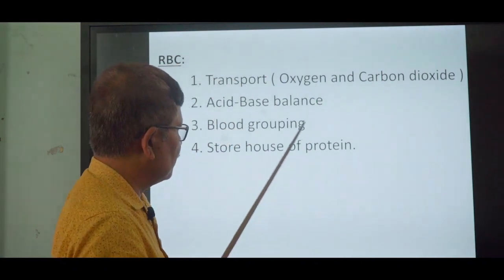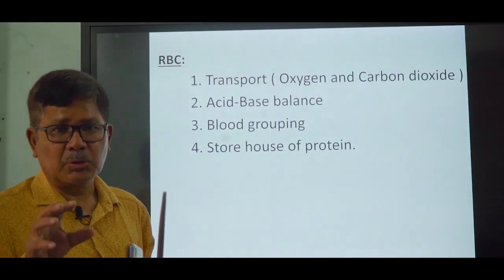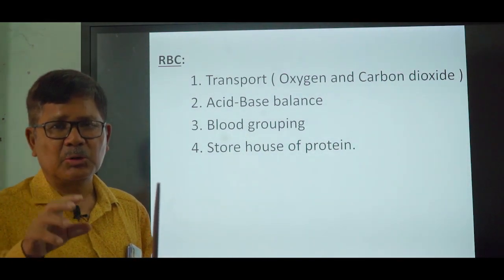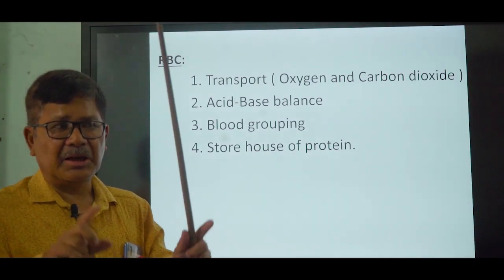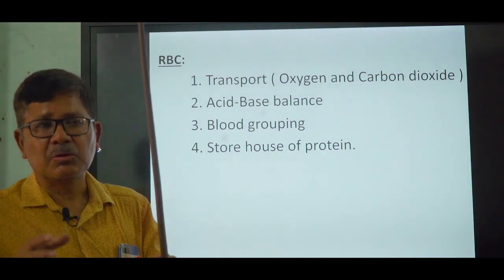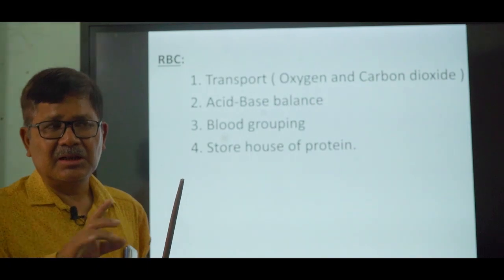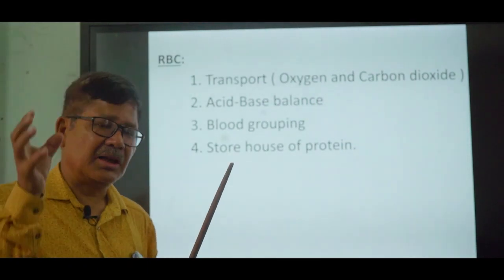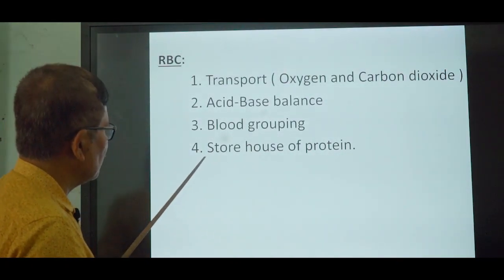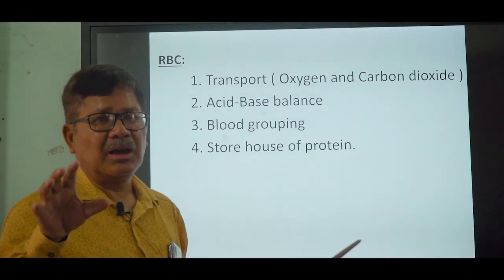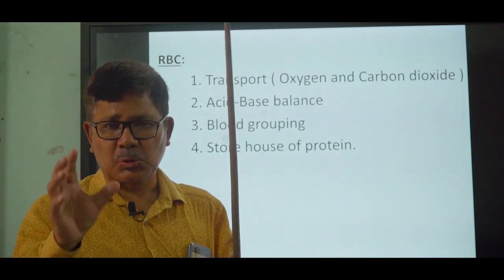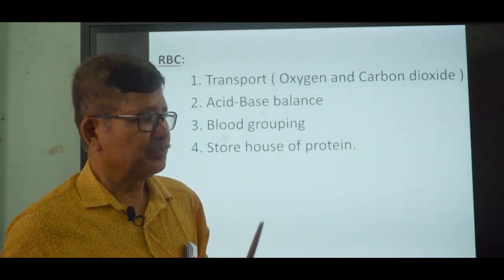So now we group human beings as A group, those having A antigen in the cell membrane of the RBC, B group, those having B antigen, AB group, those having both A and B antigen, and O group, that is nil group, where there is no antigen in the cell membrane of the RBC. Then that person is called O group or nil group person. Then storehouse of protein. As you know, in an RBC there is hemoglobin, and globin is a protein, so it stores the protein inside the RBC.